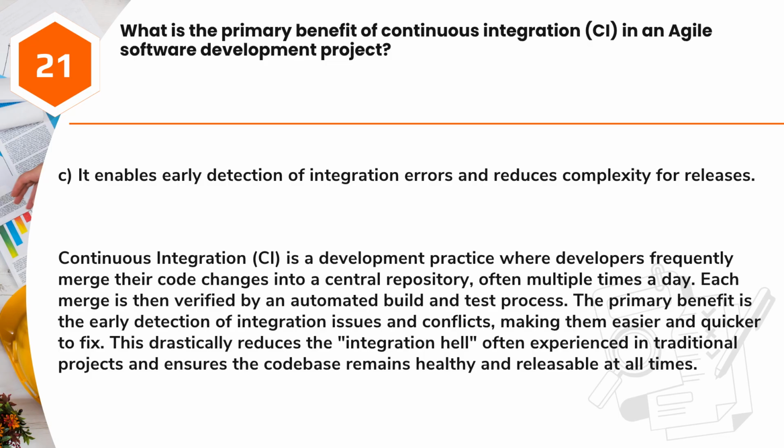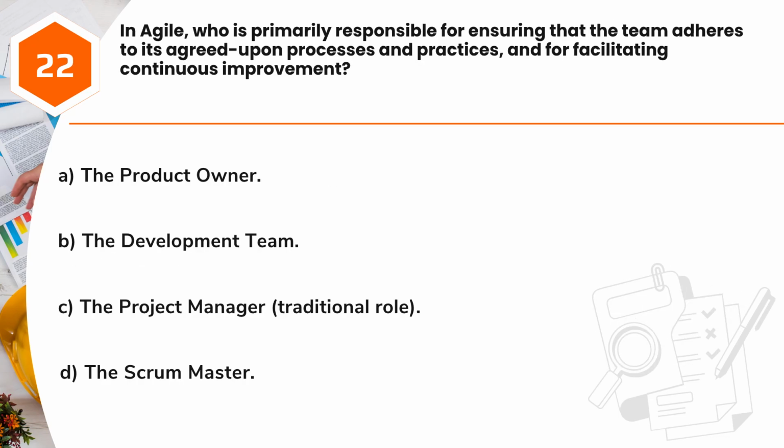all times. Question 22. In Agile, who is primarily responsible for ensuring that the team adheres to its agreed-upon processes and practices, and for facilitating continuous improvement? A. The product owner. B. The development team. C. The project manager, traditional role. D. The Scrum Master.